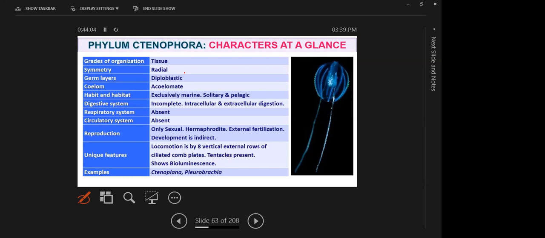Is that the only feature of Porifera? Ma'am, spicules. Ma'am, they're asymmetric, multicellular. Arey, all metazoa are multicellular. That multicellular, all these you cannot say as a unique feature. Unique means what? Unique means which is related to that particular group only. That's called unique.